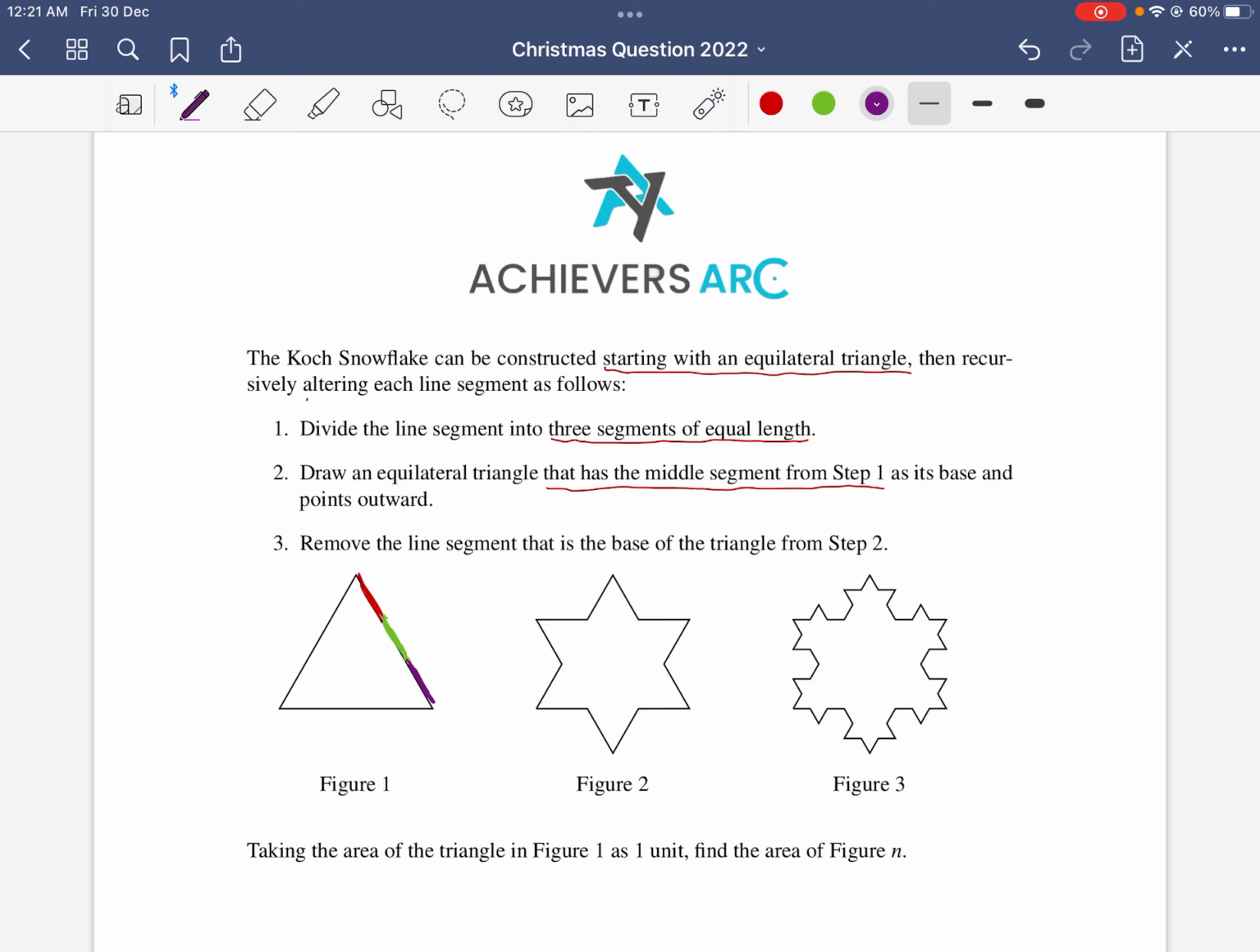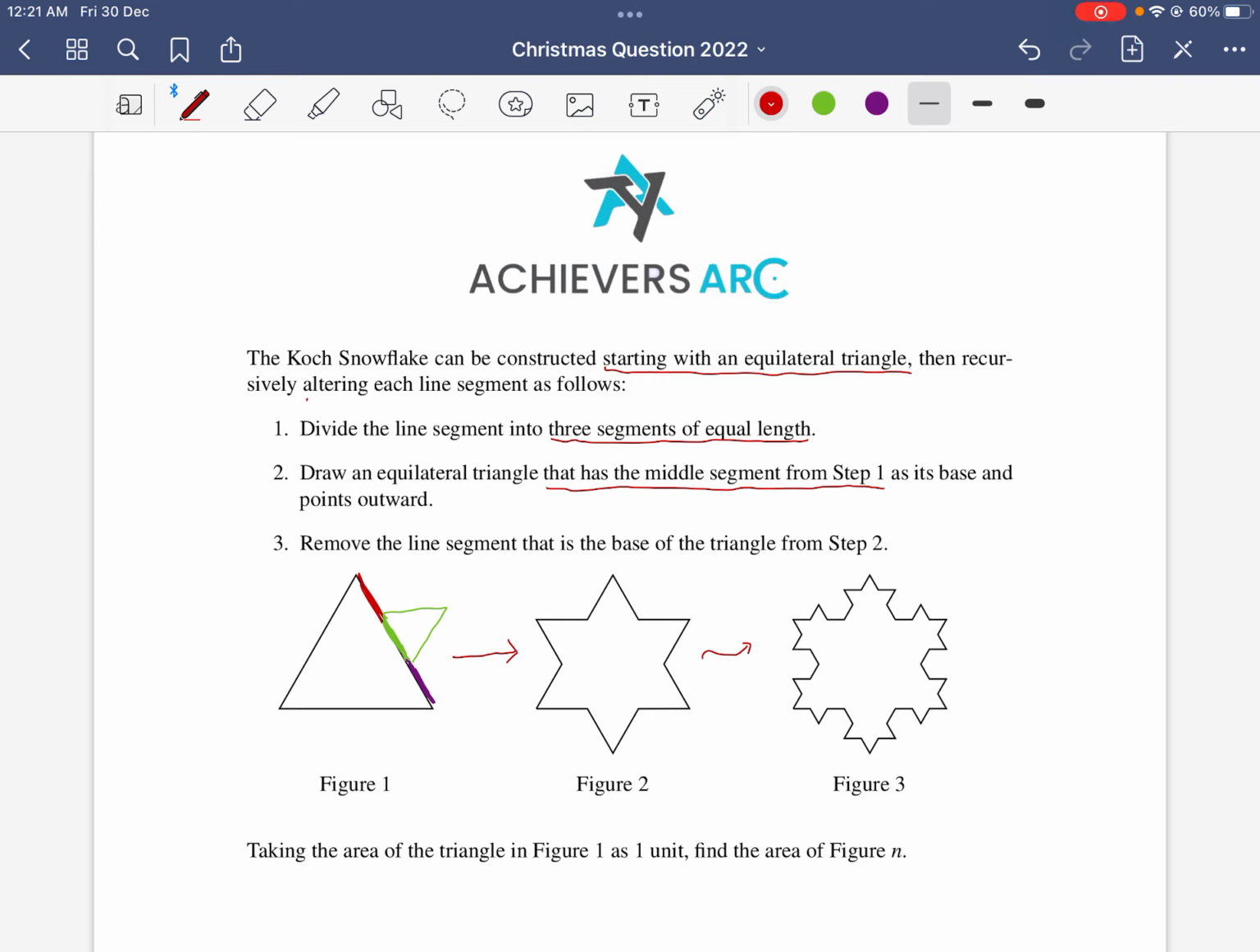And then afterwards, we'll follow step 2. We'll draw out an equilateral triangle over here as well. So we're going to continuously do this for all the line segments of the equilateral triangle. So that is how we obtain figure 2 from figure 1. And we can extend this particular set of instructions onto figure 2 as well. For each of the newly created line segments, we apply the same set of instructions, and we obtain figure 3.